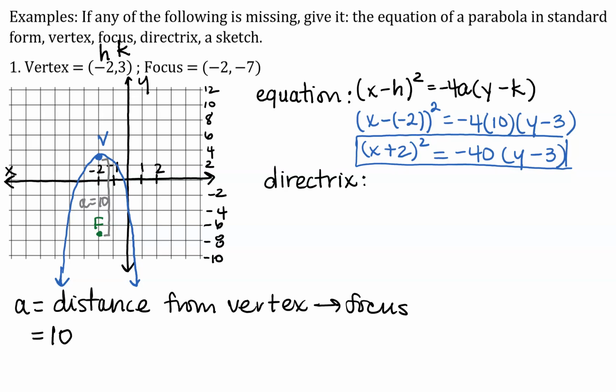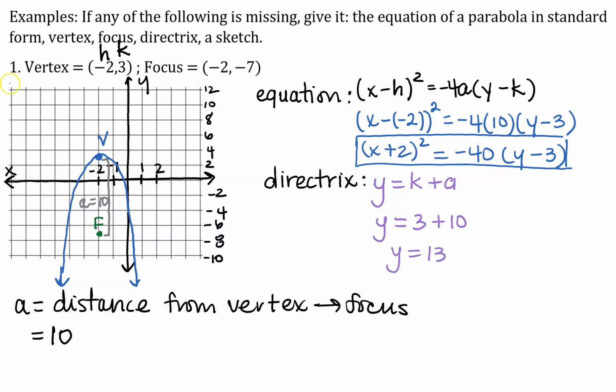Now we still need to find the directrix. Well, we know the directrix, since this parabola opens downward, has the general form that y is equal to k plus a. We know that k is 3, that's coming from the y coordinate of the vertex, and we know that a is 10. We computed that down here. And so the equation of our directrix is y is equal to 13.